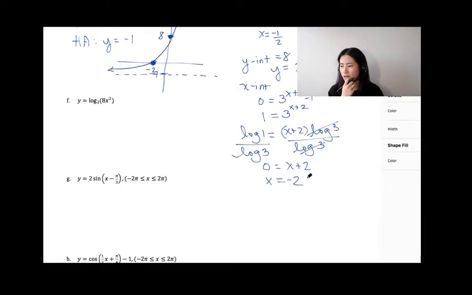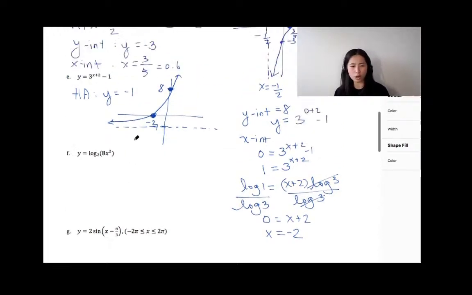Okay, so for part F, we need to graph this function, basically, right? So when you're graphing this function, now it's log, right? So what did I say about log versus exponential function? It's an inverse, right? So we have a vertical asymptote, but here's the thing. You need to make sure you know what the domain is, right? And what the range is.